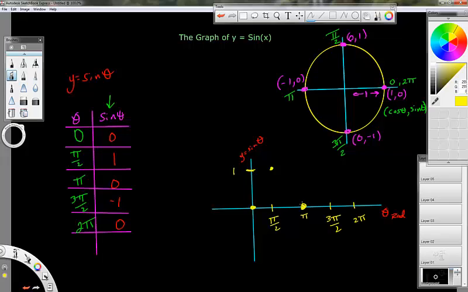So that would be here. 3 pi over 2, negative 1, so we'll go down to negative 1, and that would be right there. And then back to 0 here. If I can get this, it's going to go like this, and then down, and then back up like so. And that is one wavelength, or what's called one period. There's lots of different things we're going to talk about later, but that's basically it.